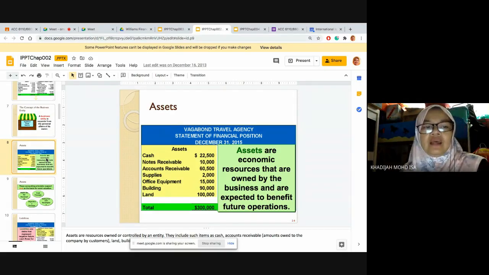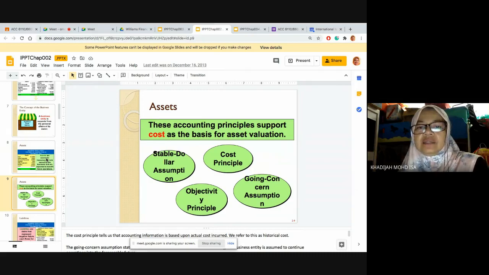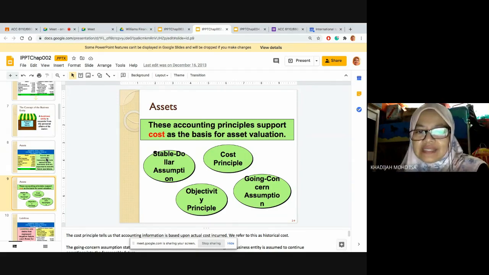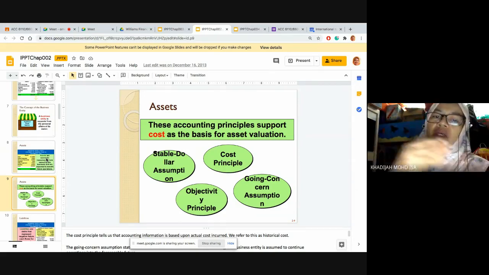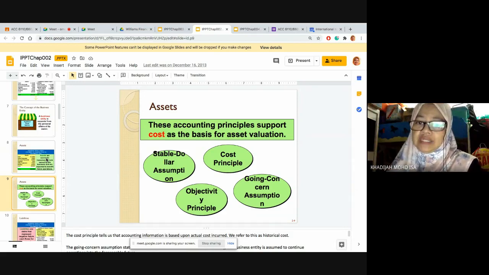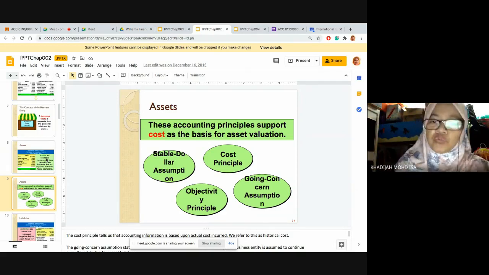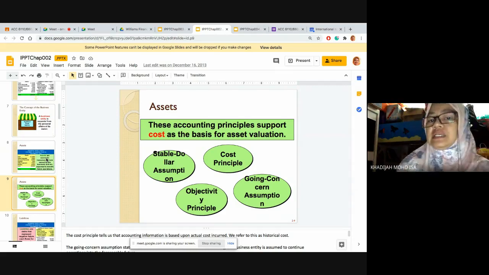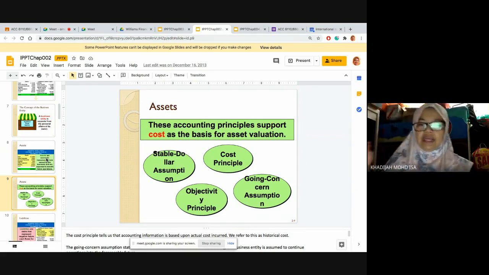For an asset, the principle is that it must have a dollar value. You know how much you can measure the asset; you can value the asset in monetary terms. Then it uses the cost principle, so the value of the asset is based on the historical cost. For example, if you purchase a motor vehicle, the cost when you first purchase it is the value of your asset.